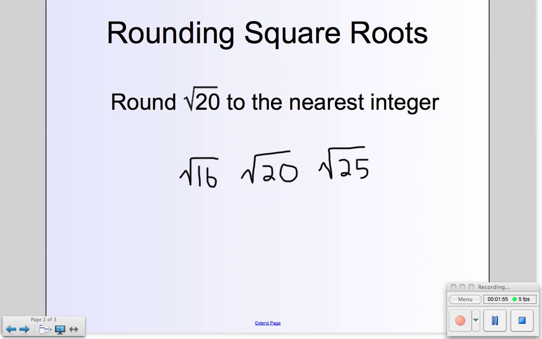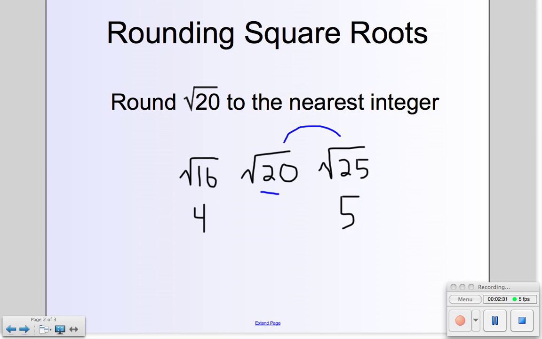The square root of 16 is 4. The square root of 25 is 5. So we know that the square root of 20 is going to be 4 point something. Now the question is, is it closer to 4 or is it closer to 5? And the way you do that is just simply this. What's the distance between here to here? If you notice, 20 is 4 away from 16. What's the difference between 20 and 25? You notice the distance is, 20 is 5 away from 25.